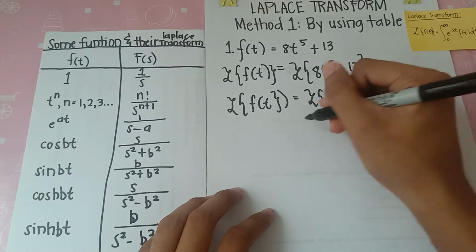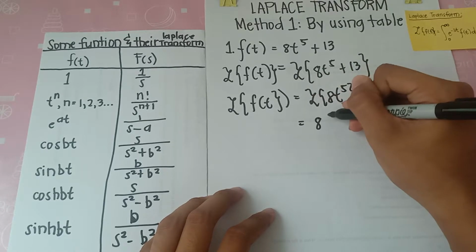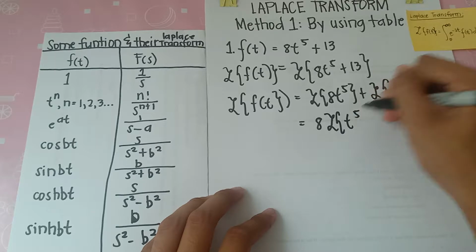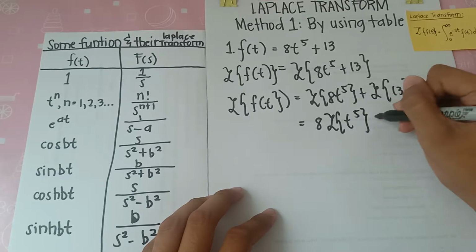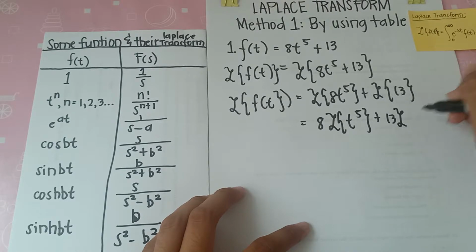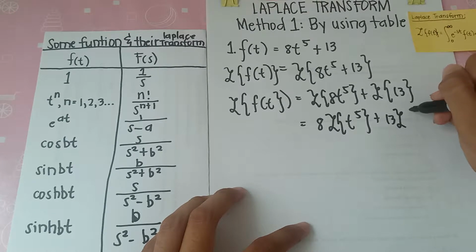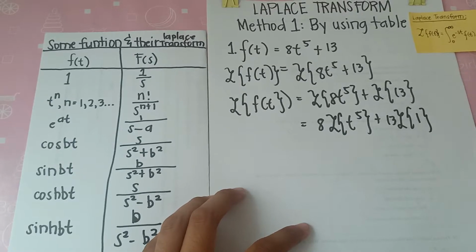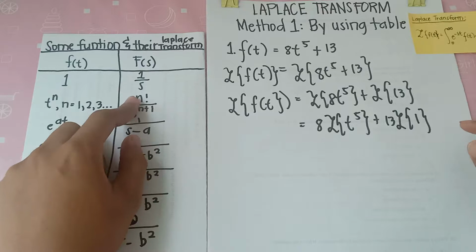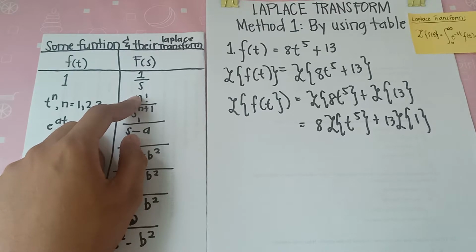So 8 times the Laplace transform of t raised to 5, plus 13 times the Laplace transform of 1. The 1 here has an equivalent Laplace transform of 1 over s. That's why I place 13 outside the Laplace transform, or the transform operator.